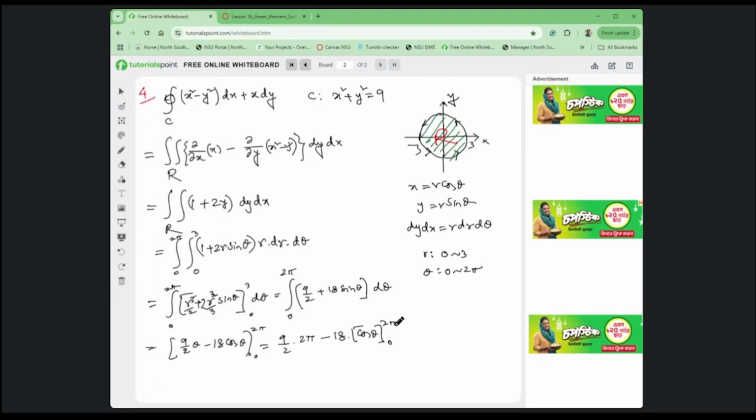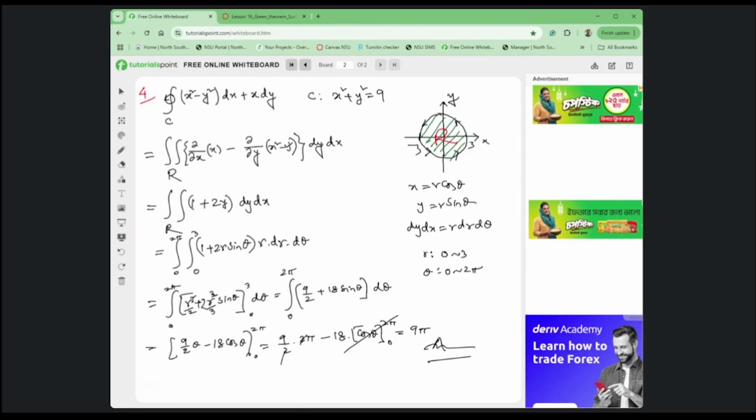So cos 2 pi is 1, cos 0 is 1, this cancels out, so the answer is 9 pi. I believe everyone has got the same answer. Is it okay? Yes, sir.